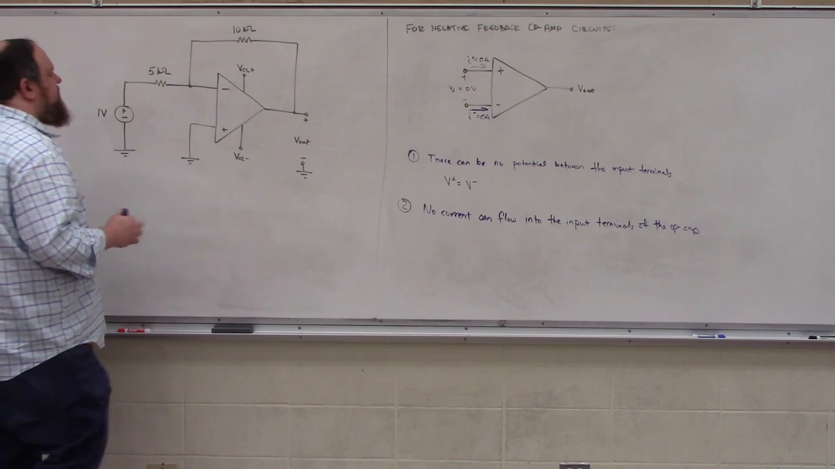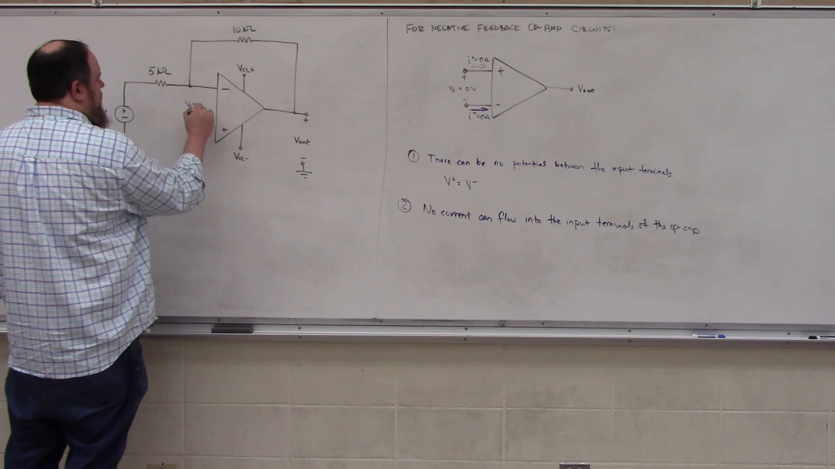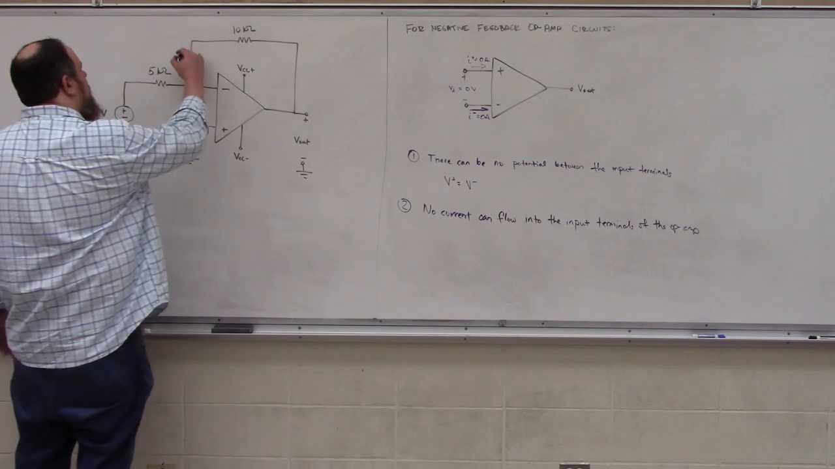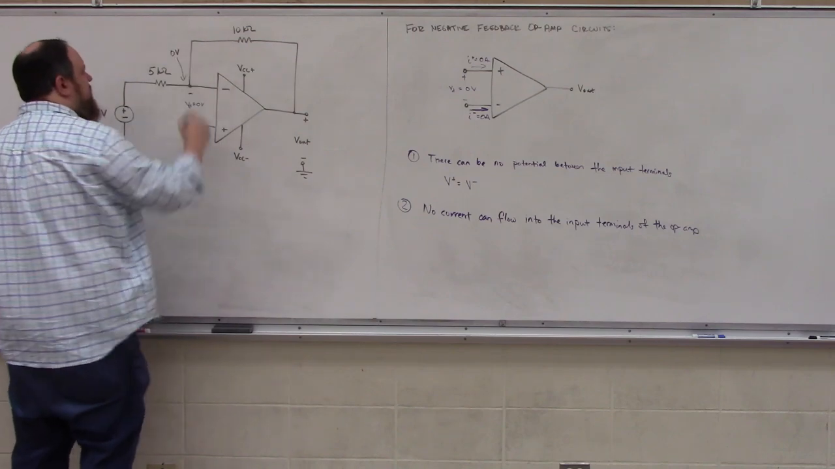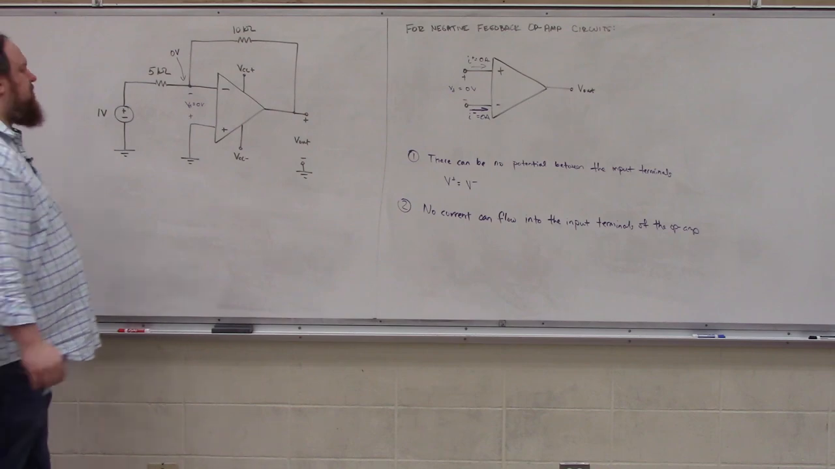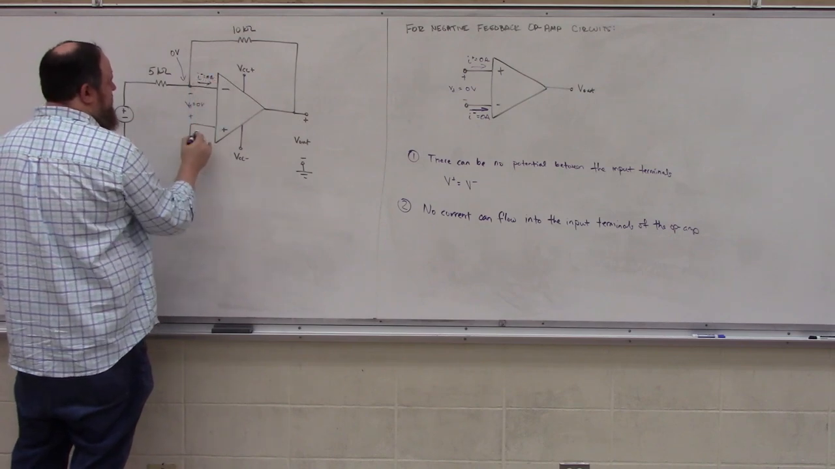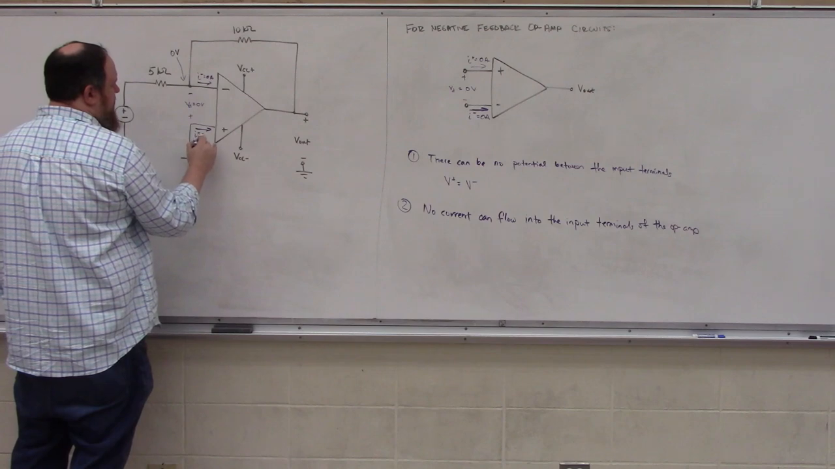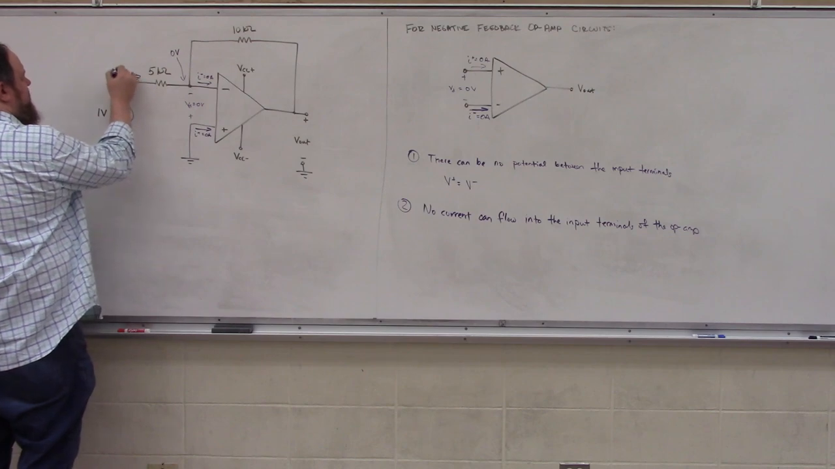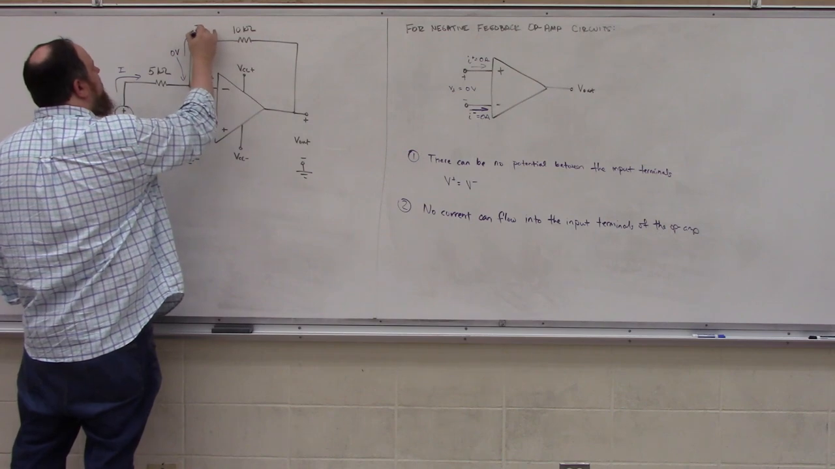If there's no potential difference between the input terminals, then that means that this VD is equal to 0 volts. Since we have 0 volts at our non-inverting terminal, we must have 0 volts at our inverting input terminal. Since no current can flow into the input terminals of the op-amp, meaning that this current, I minus, is 0 amps, and this current, I plus, is 0 amps, then any current that flows through this 5 kilo ohm resistor, which I'm going to call I, has to also flow through this 10 kilo ohm resistor.